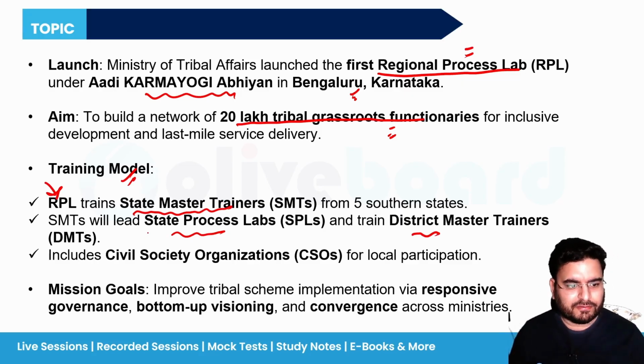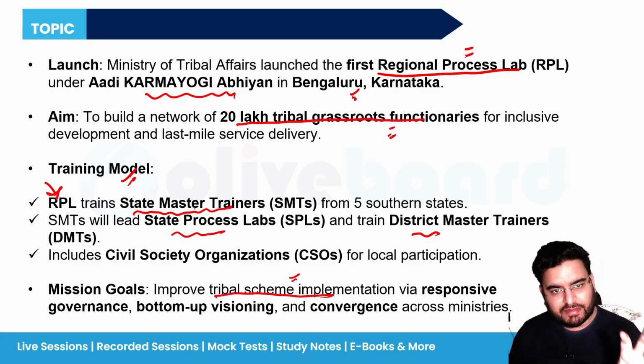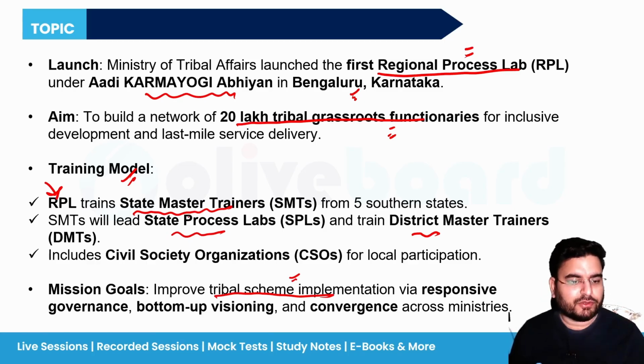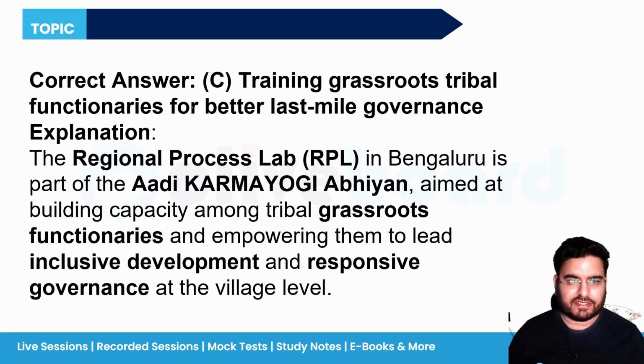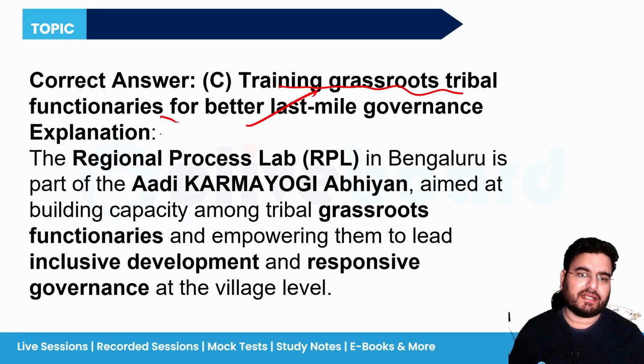So overall purpose is what? To improve tribal scheme implementation, whatever there is for the development of tribal people, to integrate all these things, to implement and have a proper execution of all the tribal welfare schemes. Got it? So correct answer is training grassroots tribal functionaries for better last mile governance. C is the correct answer.